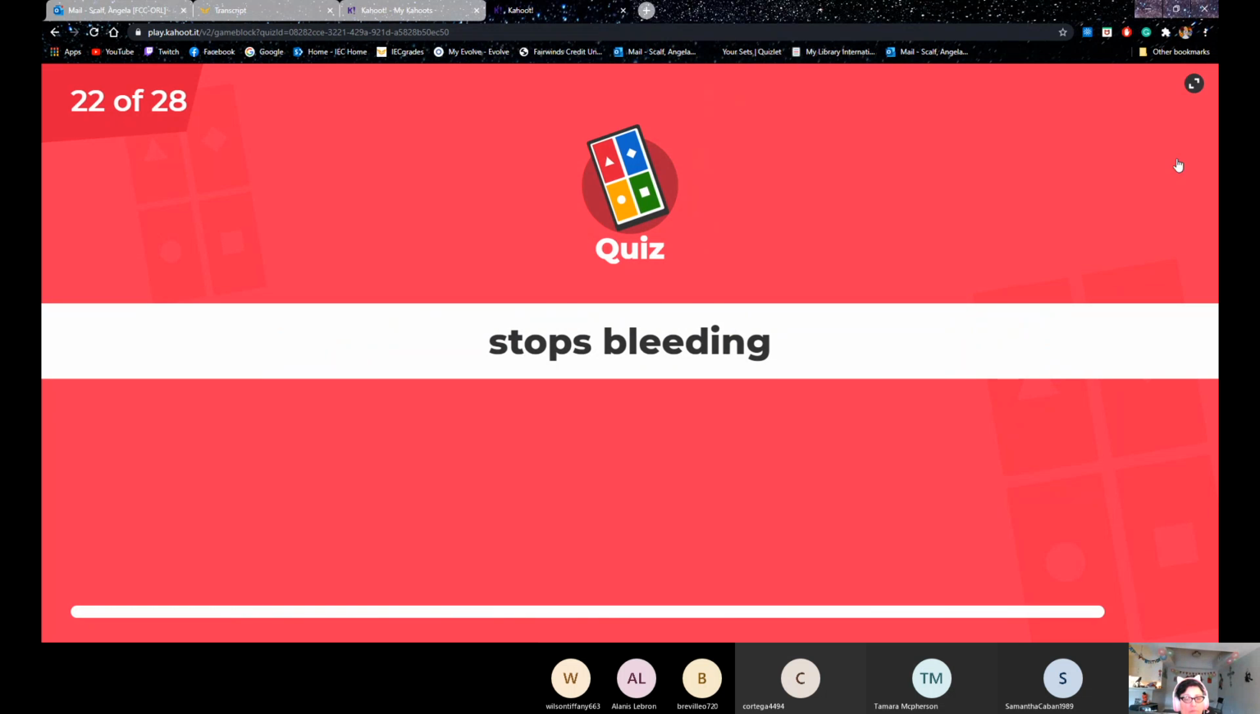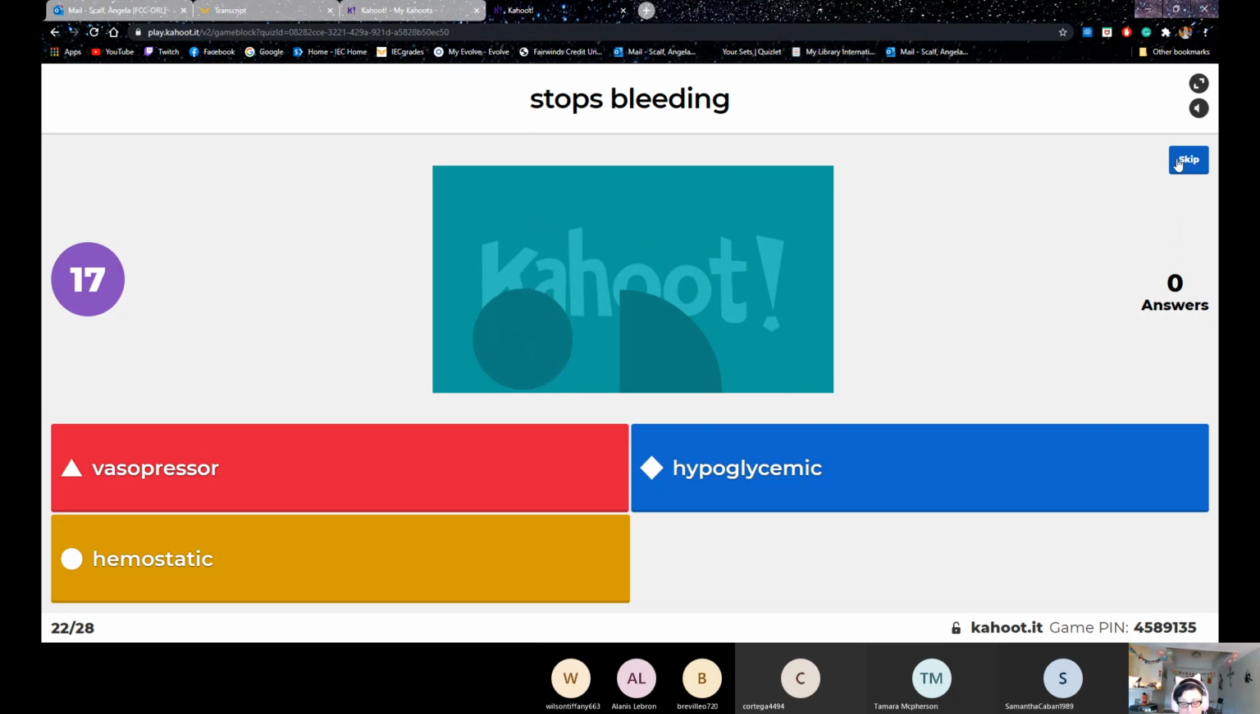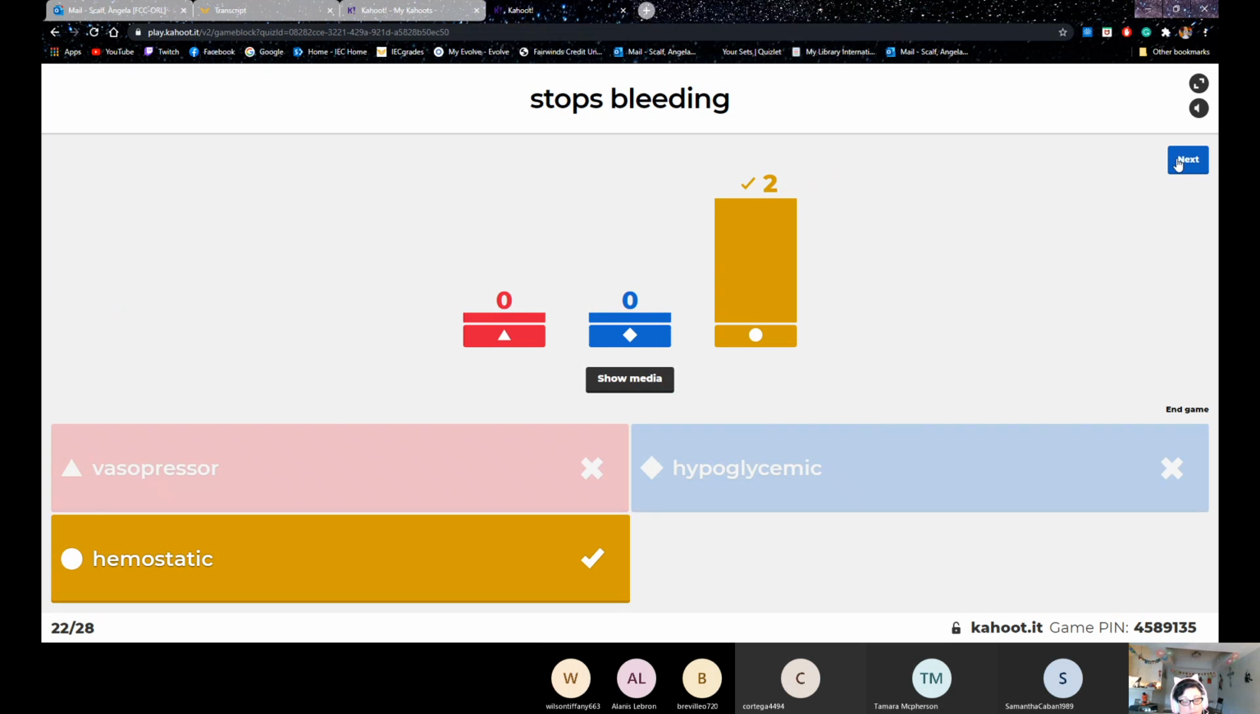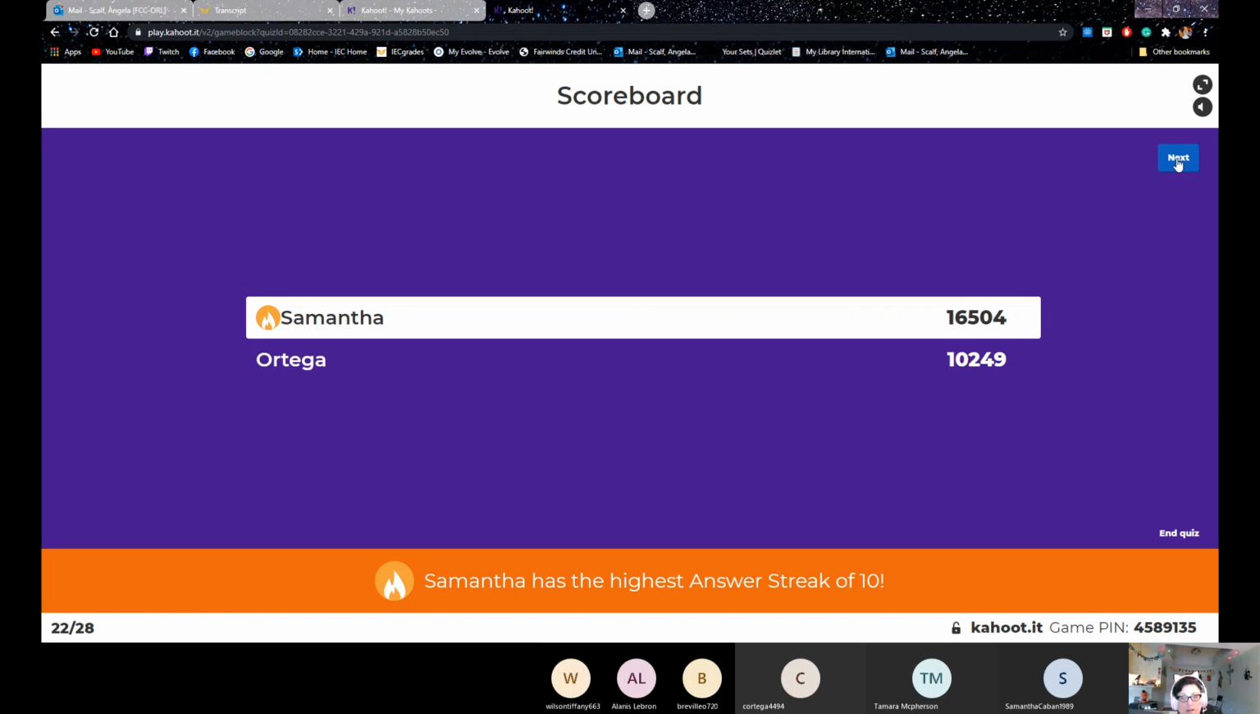Stops bleeding. And I cannot name one of these. I have no clue. A hemostatic. That's the correct class.